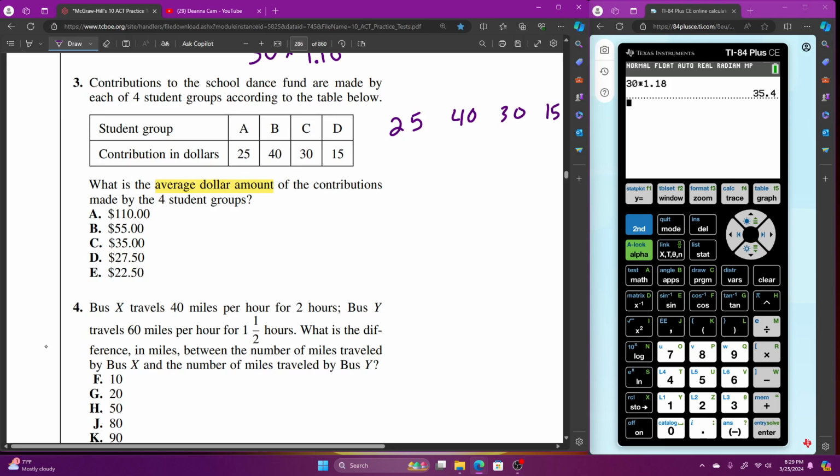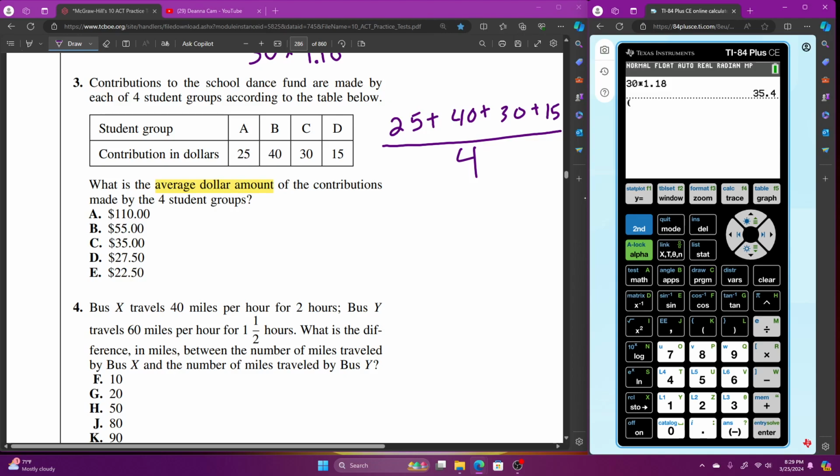Two steps to find average. Step 1, we're going to add them up. And step 2, we're going to use a big old fraction, that's your hint. Every fraction is a division problem. So add them up and then divide by how many numbers you added up. And there's 4 groups, and there's 4 numbers we added. So this can go right in the calculator without having to mess with the fraction.